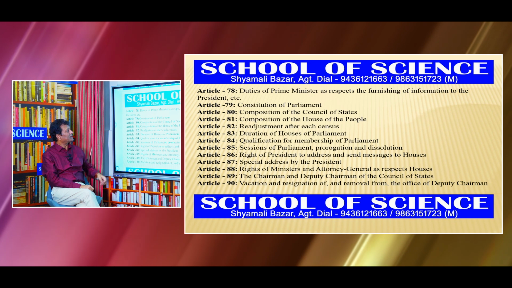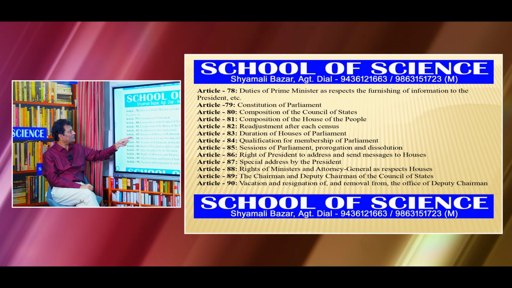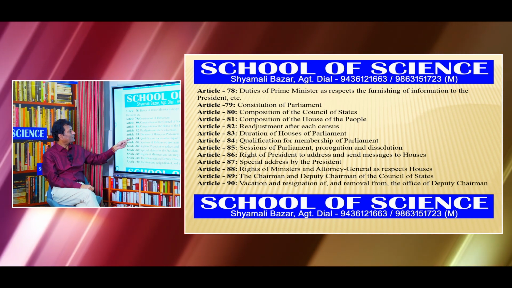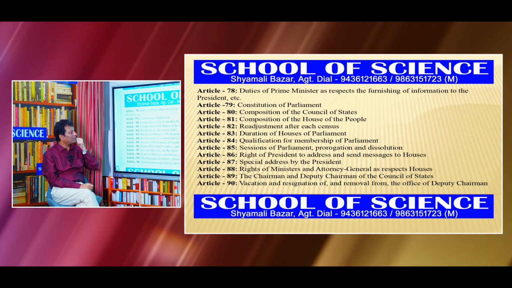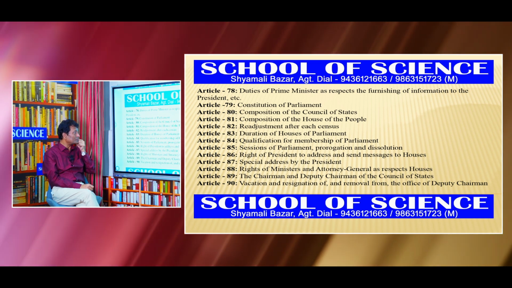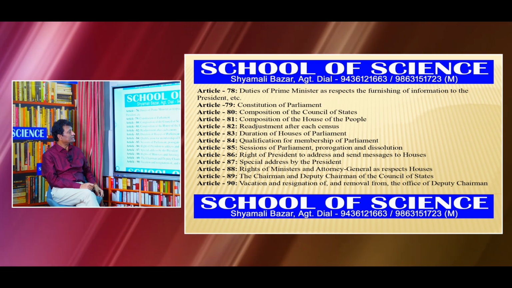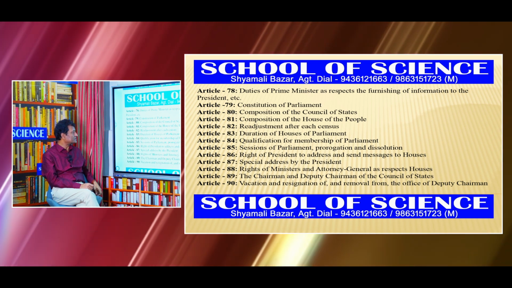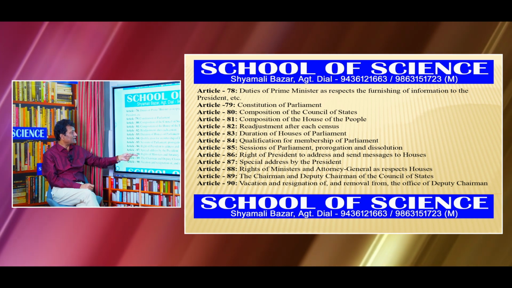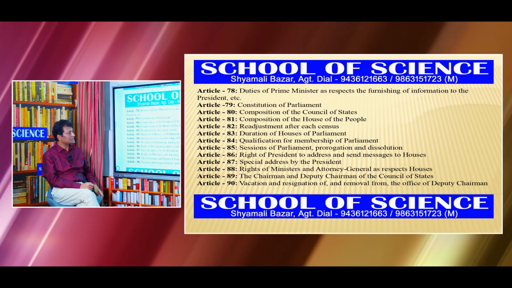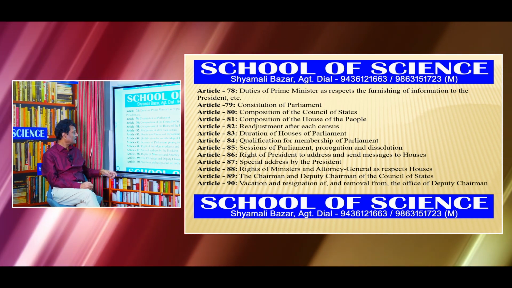82 readjustment after each census. Article 83 duration of Houses of Parliament. 84 qualification for membership of Parliament. Article 85 sessions of Parliament, prorogation and dissolution. Article 86 right of President to address and send messages to houses. Article 87 special address by the President. Article 88 rights of ministers and Attorney General as respects houses.